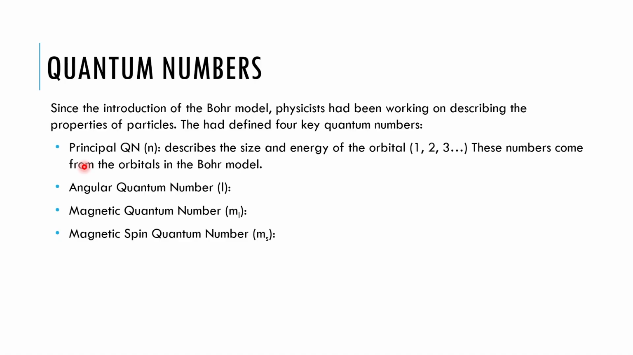And since the beginnings of the principal quantum number highlighted by Bohr, physicists after this time began working on describing other types of properties of particles using these quantum numbers. And there were 4 key quantum numbers that were defined: the principal quantum number N, an angular quantum number L, magnetic quantum number ML, and magnetic spin quantum number MS.